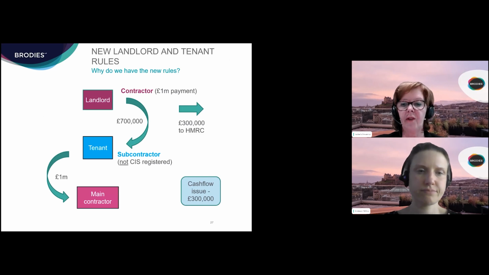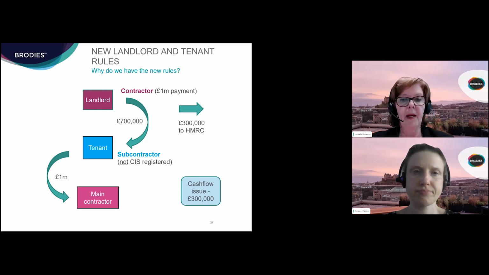Well, this is an illustration of a cash flow gap that could easily have arisen before these new rules came in. So the landlord here is a contractor because he's been spending more than £3 million on services within the construction industry scheme. He is making a payment to a tenant who is a subcontractor for CIS, but isn't CIS registered. And the tenant in turn is paying a main contractor.